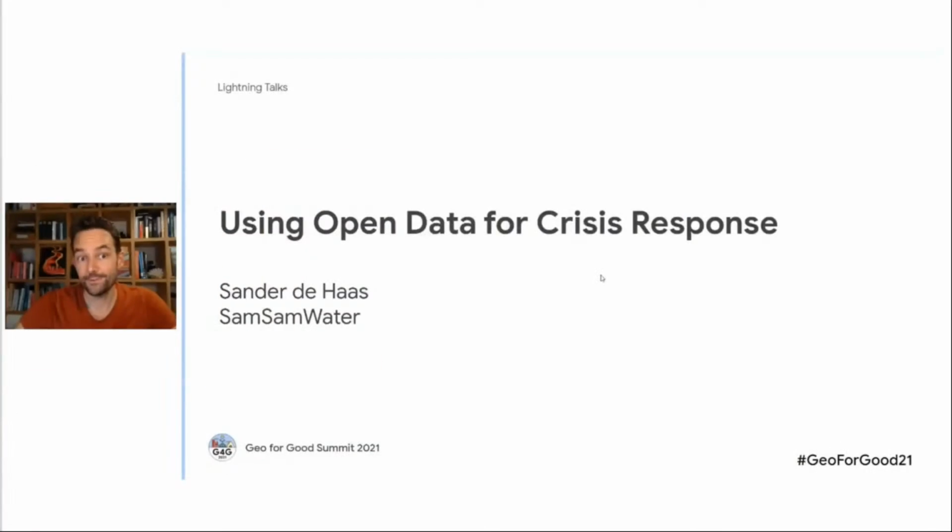Thank you, Vanessa. During this talk, I want to show you some examples of how we use open data during crisis response efforts. Here I'm specifically aiming at humanitarian aid workers without GIS experience. For example, people working out there to evacuate people or to provide drinking water to refugees.